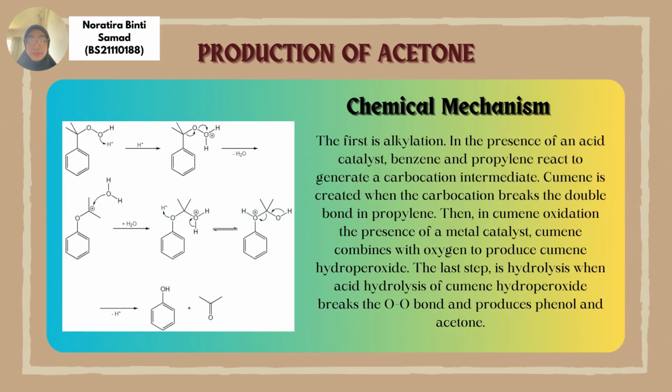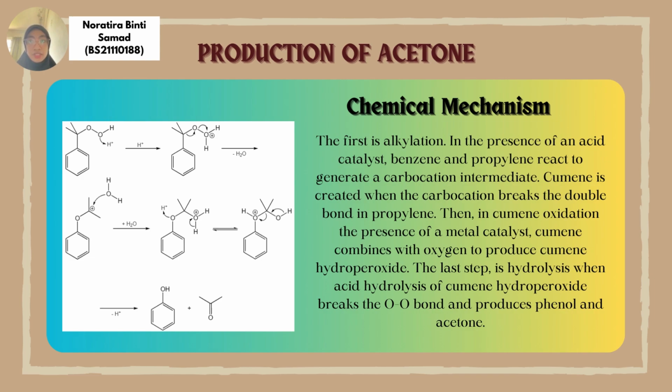Chemical mechanism of production of acetone. The first is alkylation. In the presence of an acid catalyst, benzene and propylene react to generate a carbocation intermediate. Cumene is created when the carbocation breaks the double bond in propylene.